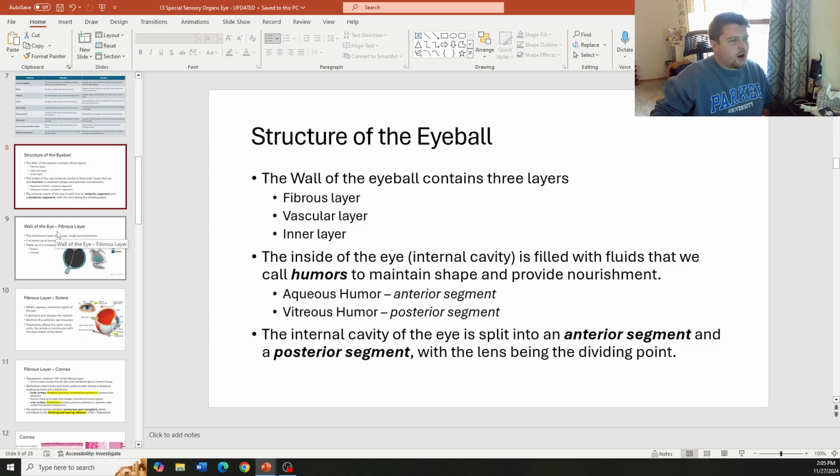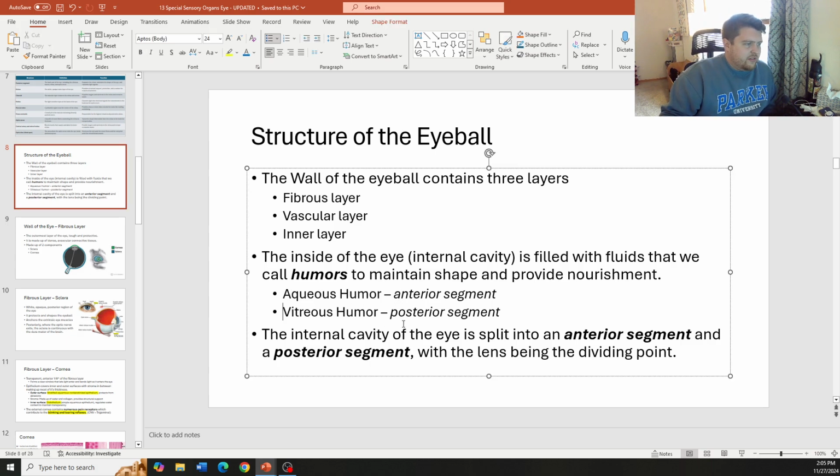That's very often a test question, either being what splits the anterior-posterior segment, being the lens, or which of the humor is found in which segment. Aqueous anterior, so A goes with A, V goes with P.